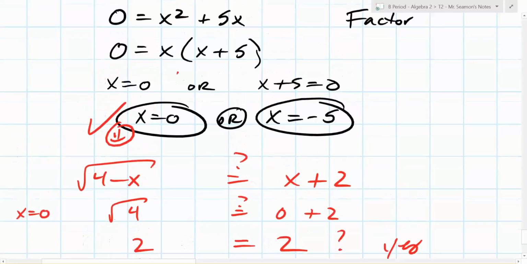So is this a correct answer? No. So what's the only answer here? 0. 0 is the only answer. You have to check.